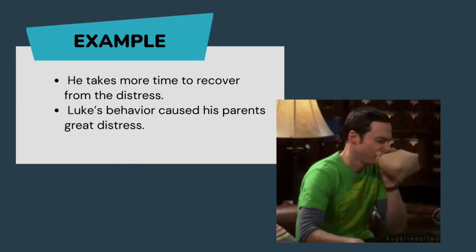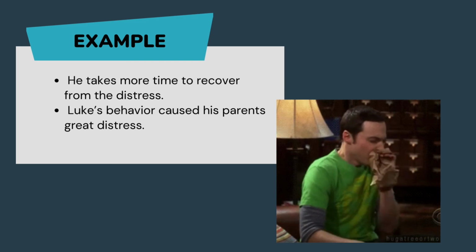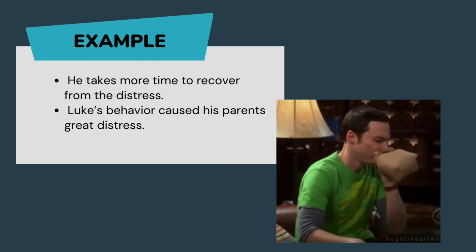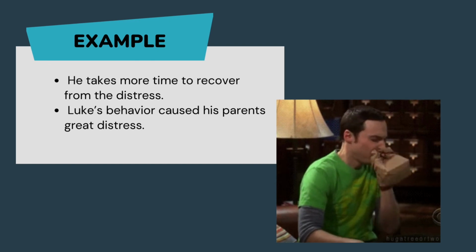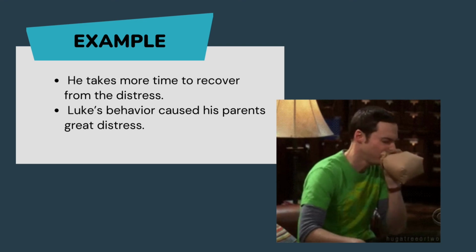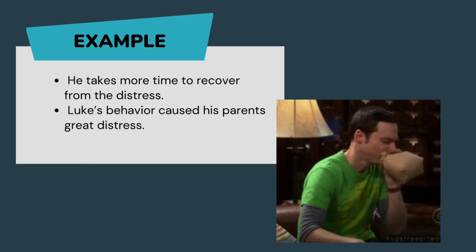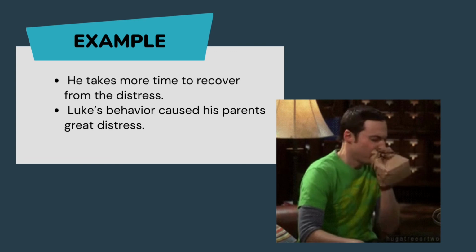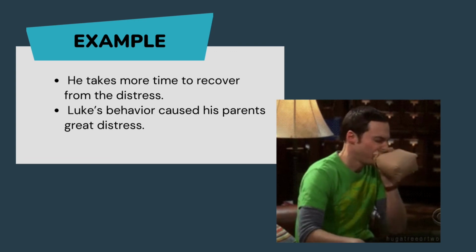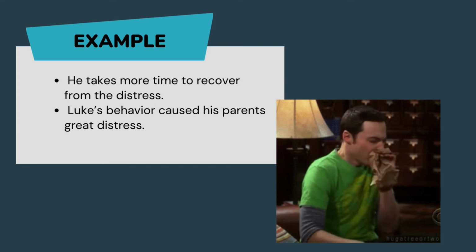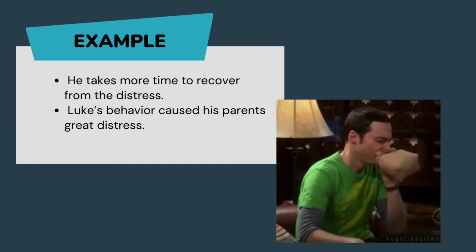The example is: he takes more time to recover from the distress. This means that whenever he gets into a stressed condition, or whenever he is in extreme anxiety, it takes him time to get over that anxious condition and to be back in the normal condition. The second example is: Luke's behavior caused his parents great distress. This means that Luke's behavior was not good. He was ill-mannered, so his parents got into distress due to his behavior.